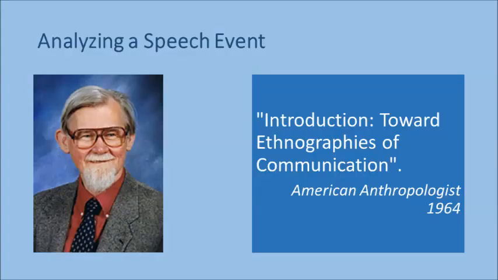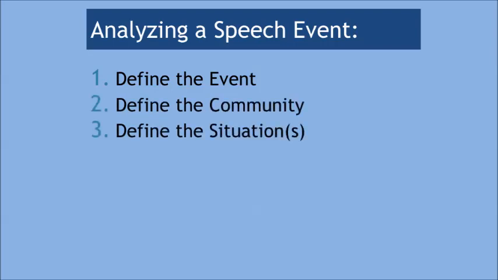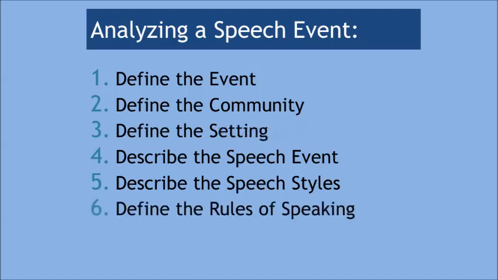Anthropologist Dell Hymes laid out the basic rules for the ethnography of communication. In his procedure, the analysis of a speech event has 6 steps. First, define the event. Second, define the community engaged in the event. Third, define the situations in which the event takes place. Fourth, describe the speech event. Fifth, describe the speech styles used in the speech event. And sixth, describe the rules for speaking. Let's take each of these separately.